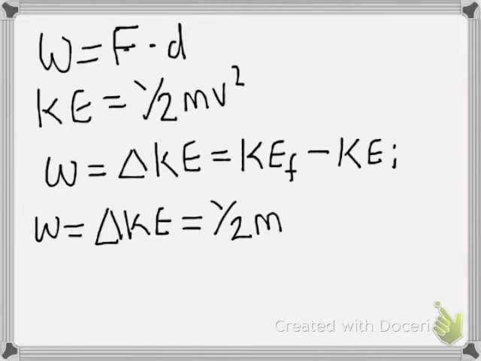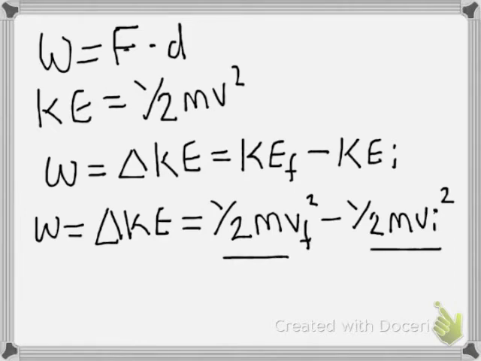We have 1/2 mv final squared minus 1/2 mv initial squared. See, all I've subbed in is the formulas for kinetic energy for those variables. Okay, that makes a lot more sense then. We remember that mass is measured in kilograms, and velocity is measured in meters per second. The difference between velocity and acceleration is that acceleration would be meters per second squared, and that would be changing.